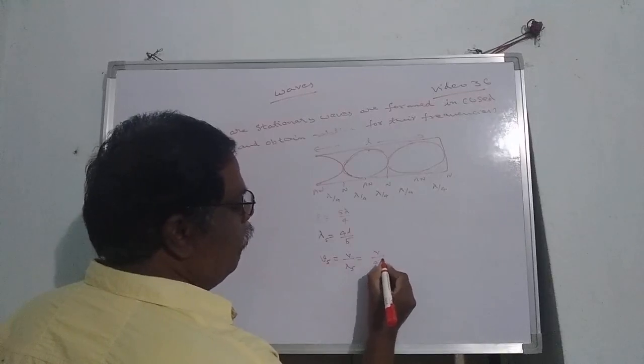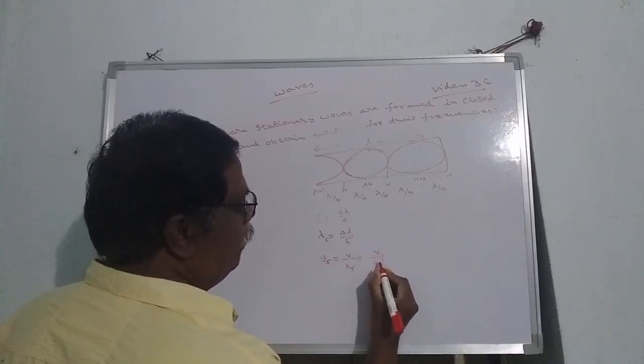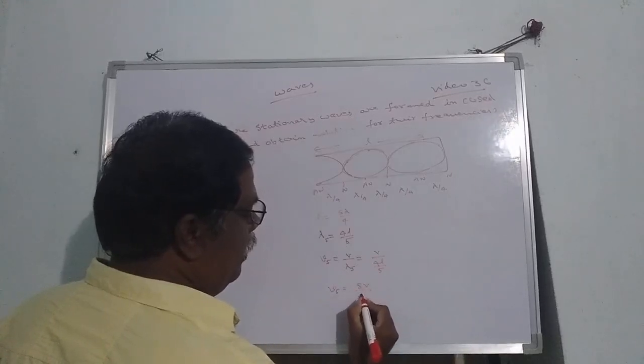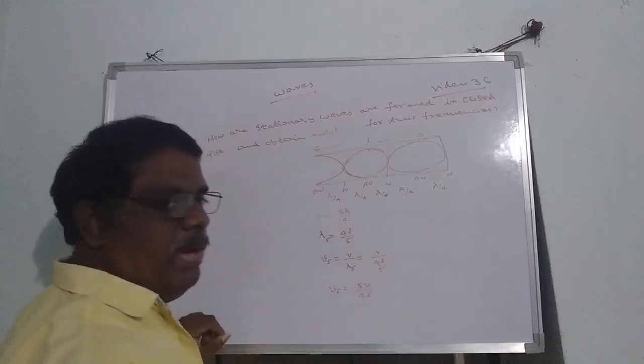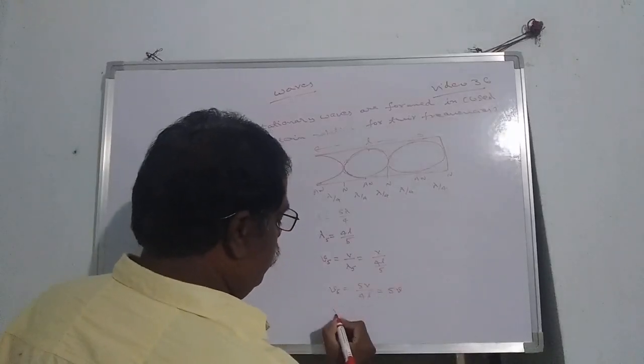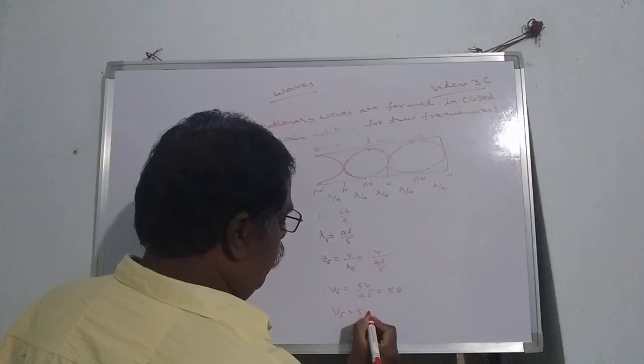Lambda 5 will be 4L by 5. Therefore, mu 5 is equal to 5V by 4L. Generally, V by 4L is nothing but mu. Therefore, it becomes 5 mu. So, mu 5 is equal to 5 mu.